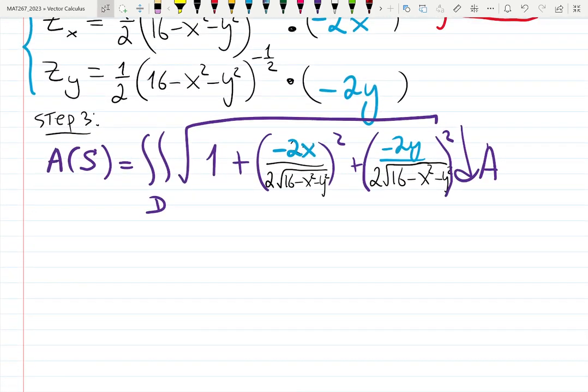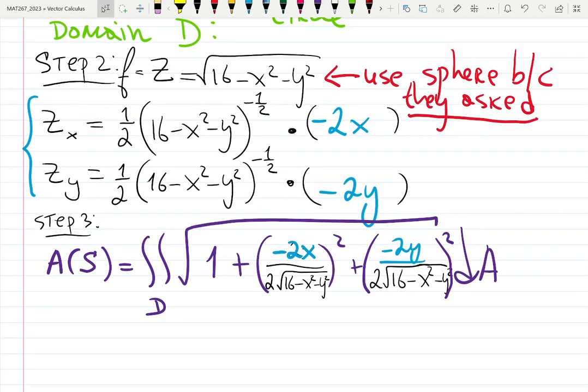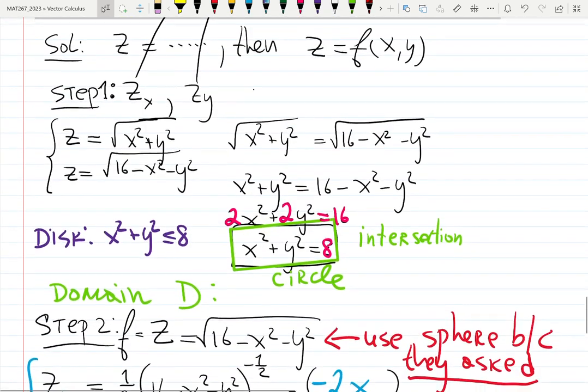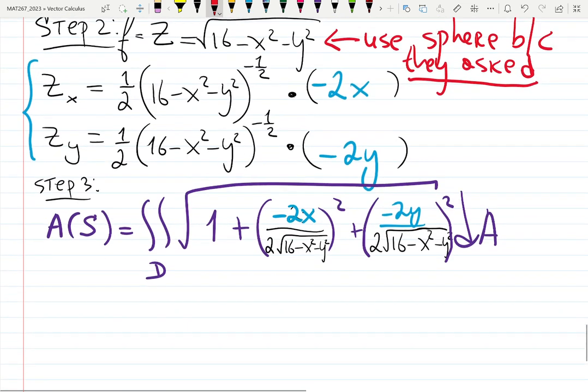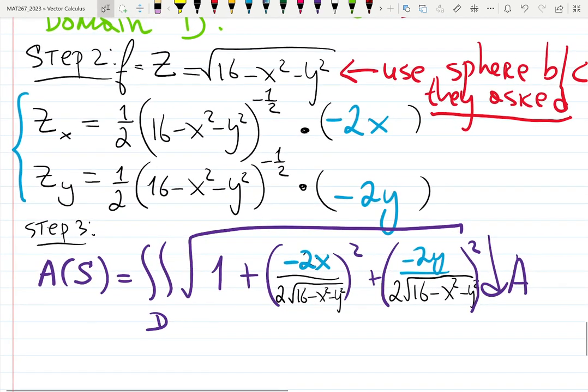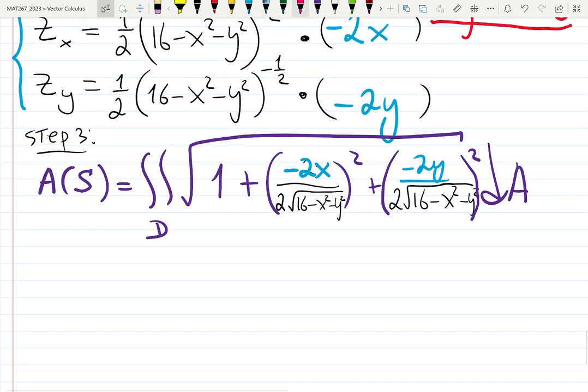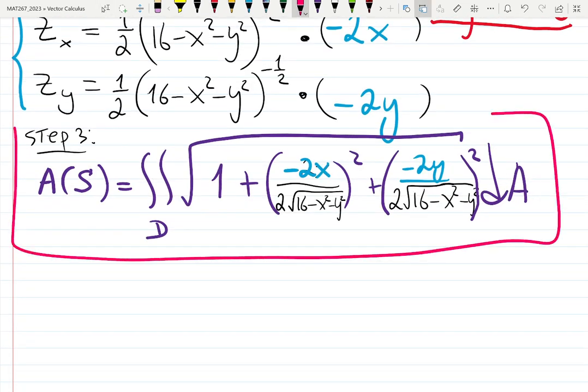So this is the important step right now. Do you guys understand, or did I make it more confusing than it should be? Step 1, find the intersection to find a domain. We found a circle, but we don't need a circle. We need everything inside the circle too, so that became a disk. A disk is when you have less than or equal to the radius. Step 2, choose the function. We chose the sphere because they asked for the surface area of the sphere. Step 3, find partial derivatives. Step 4, well, I call it step 3, write down the formula. Here's the formula. Does that make sense? Can you do it on the test?